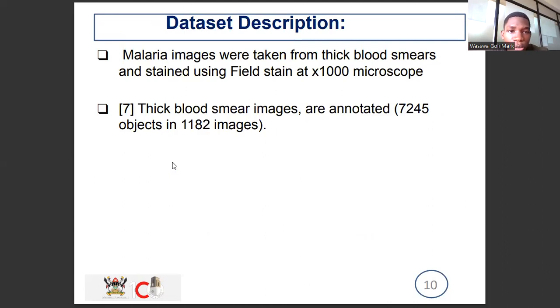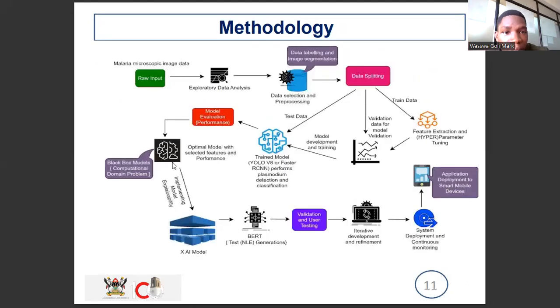First of all, to accomplish this research, we obtained a dataset from Makerere AI Lab. In this dataset, the images were captured under a magnification of 1,000, and thick blood smear images were annotated. 7,245 objects were observed in 1,182 images. This is of great significance to this project and the models that we're using.